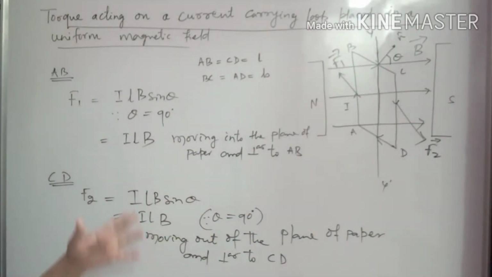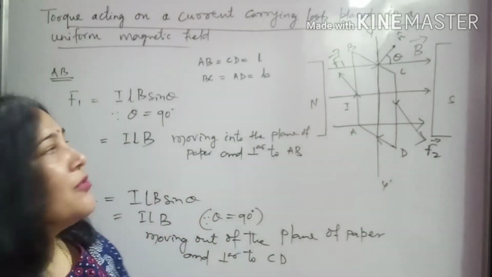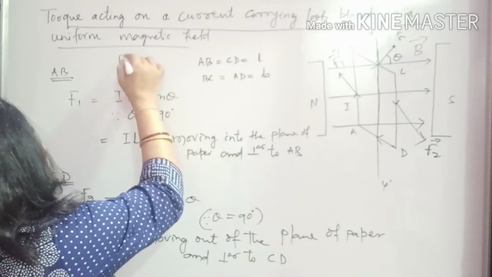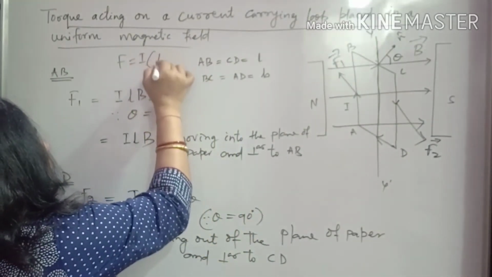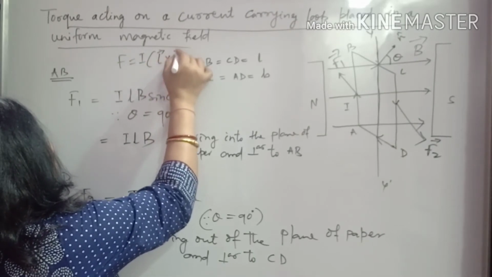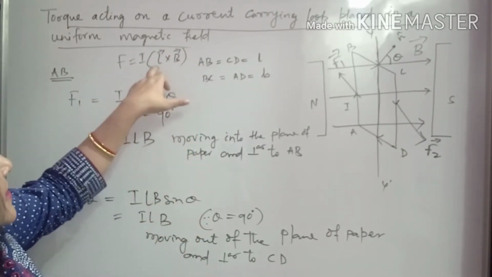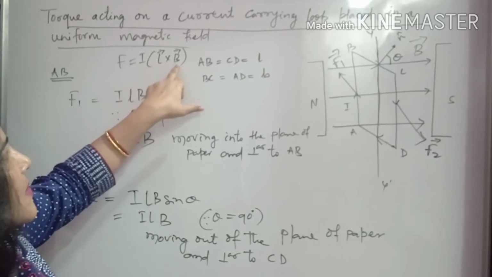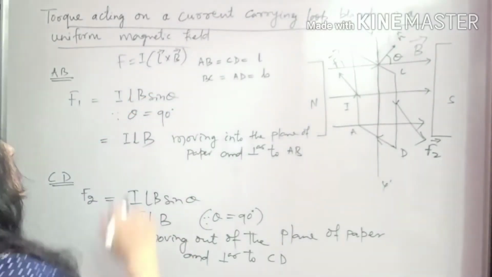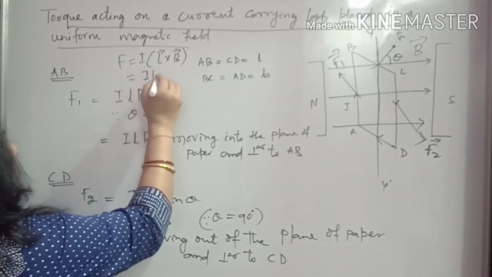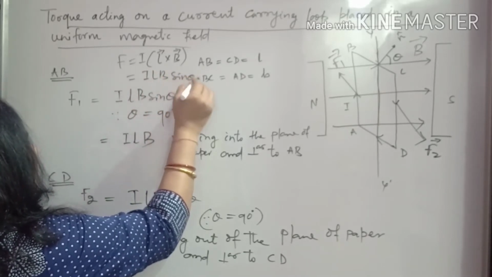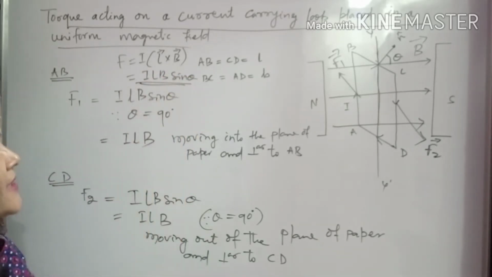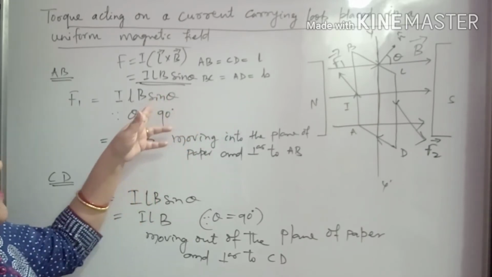So look at this. We know the magnitude of the force formula. The force is I L cross B, where L is the length vector of the conductor and B is the magnetic field. So the magnitude is ILB sine theta. Now the same thing applied here.